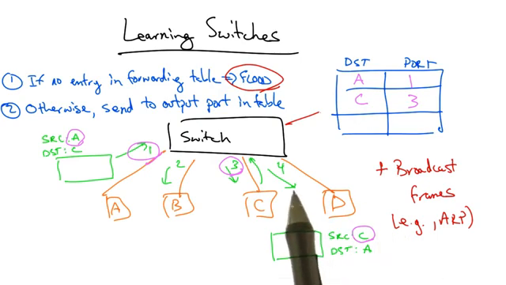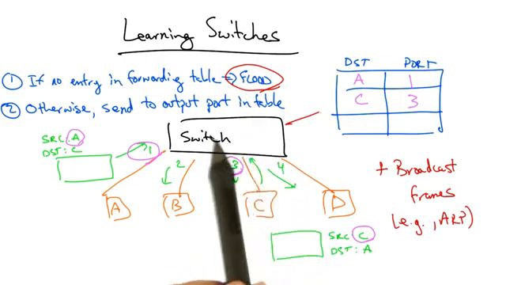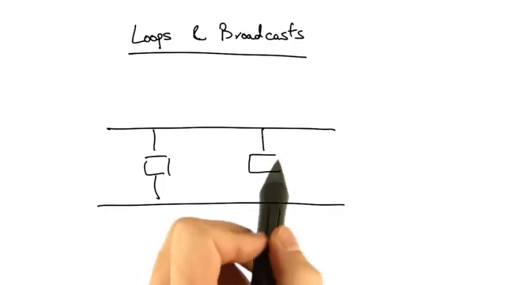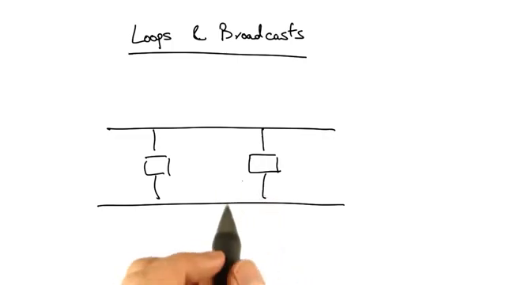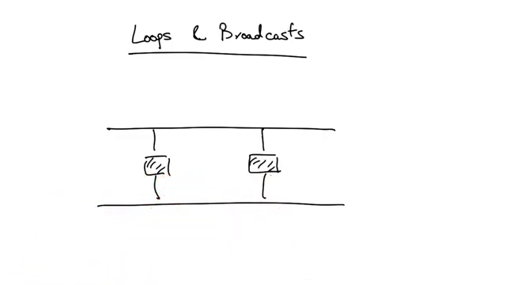Now, because learning switches still sometimes need to flood, we still have to take care when the network topology has loops. Now, most underlying physical topologies have loops for reasons of redundancy. If any particular link fails, you'd still like hosts on the LAN to remain connected. But let's see what happens when the underlying physical topology has a loop.